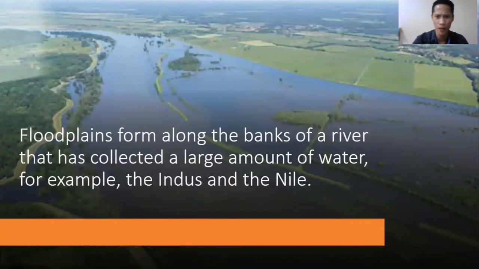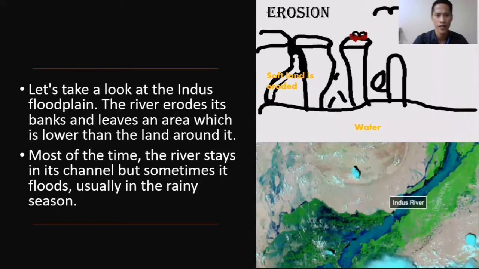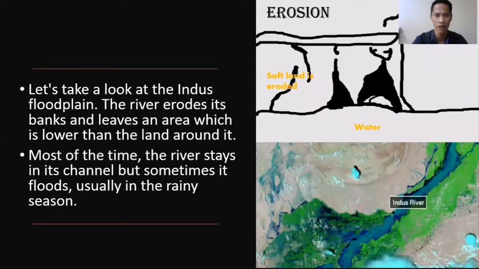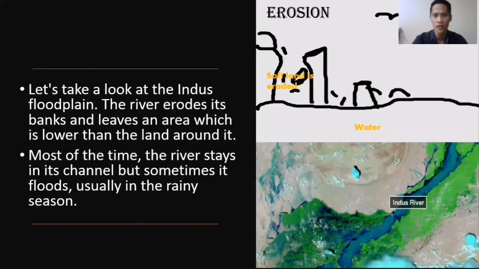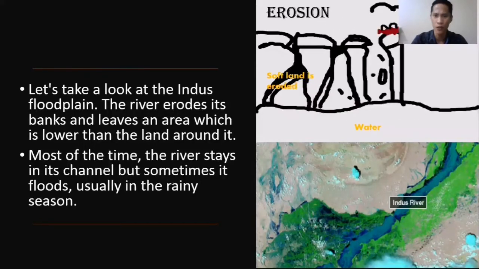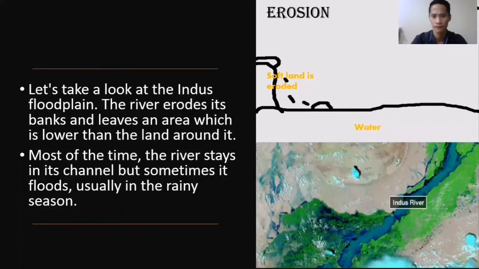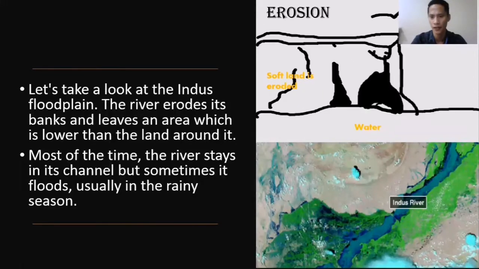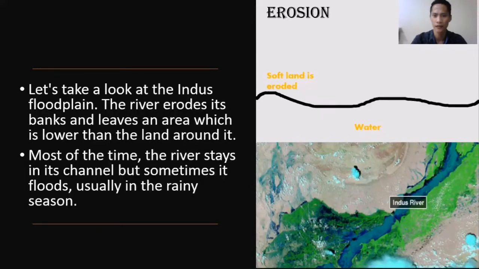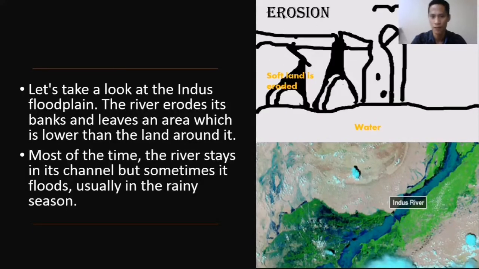Floodplains form along the banks of a river that has collected a large amount of water. For example, the Indus and the Nile River. Let's take a look at the Indus floodplain. The river erodes banks and leaves an area which is lower than the land around it. So, what is erosion? Erosion is the wearing away of land caused by water. If there is a flood, the land will erode, making it flat.